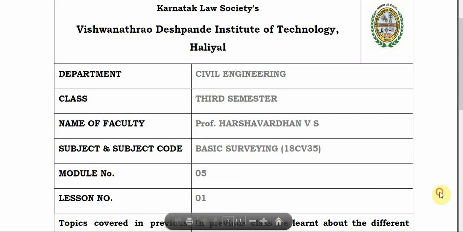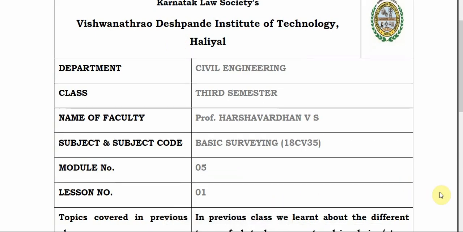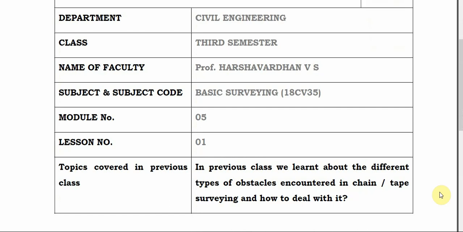let us see what were the topics that were dealt with in the previous class. In the previous class, we learned about different types of obstacles encountered in chain surveying or tape surveying. When those obstacles are encountered, how do we deal with those obstacles?